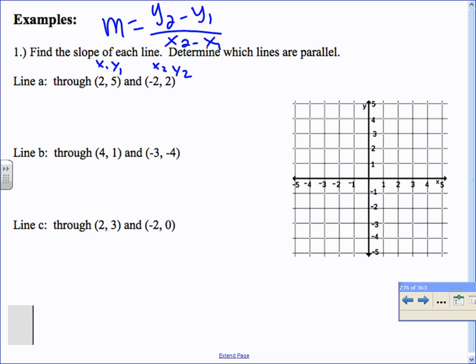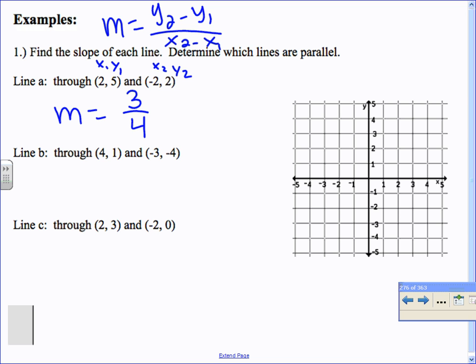Good. Good. Wait. Is that a negative? No. Okay. Try this one again. That's not right. Good. All right, Jeremy, what's the slope for line A? Good. Slope for line A is 3/4.